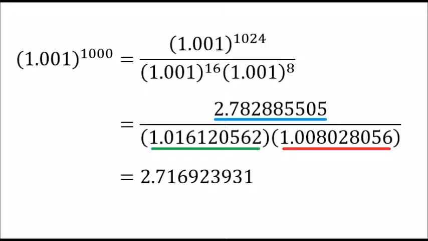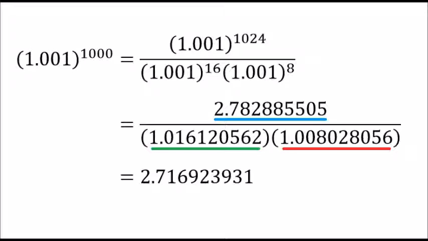1000 is equal to 1024 minus 16 minus 8. Using our laws of exponents, we can plug the 3 values from the previous screen into this expression to get the number at the bottom of the screen. So instead of 999 multiplications, we have 10 multiplications and 2 divisions. Go ahead and verify these numbers for yourself.